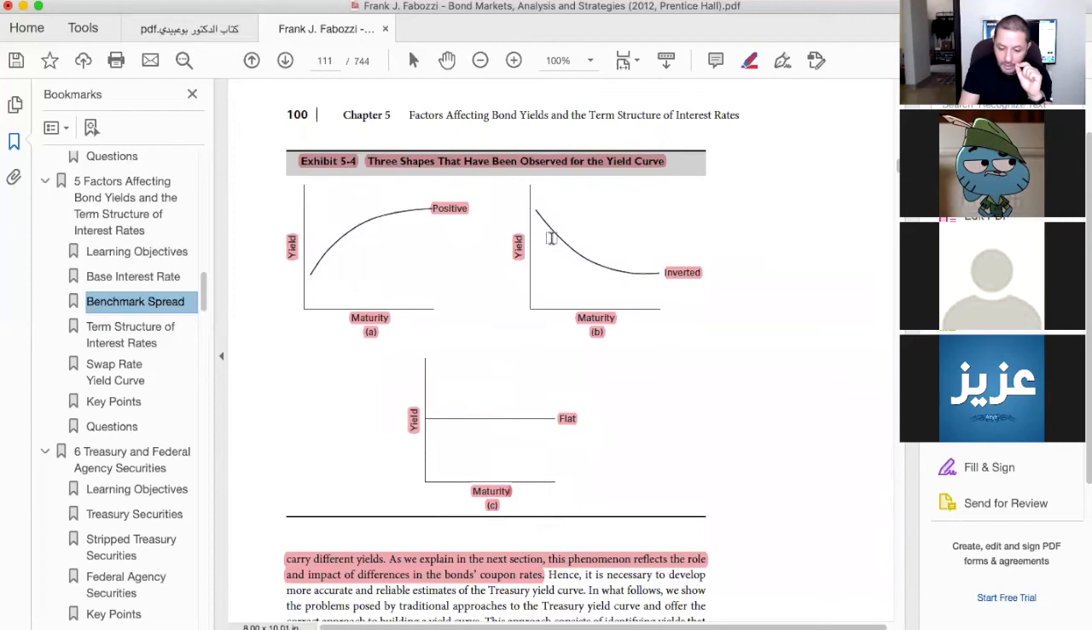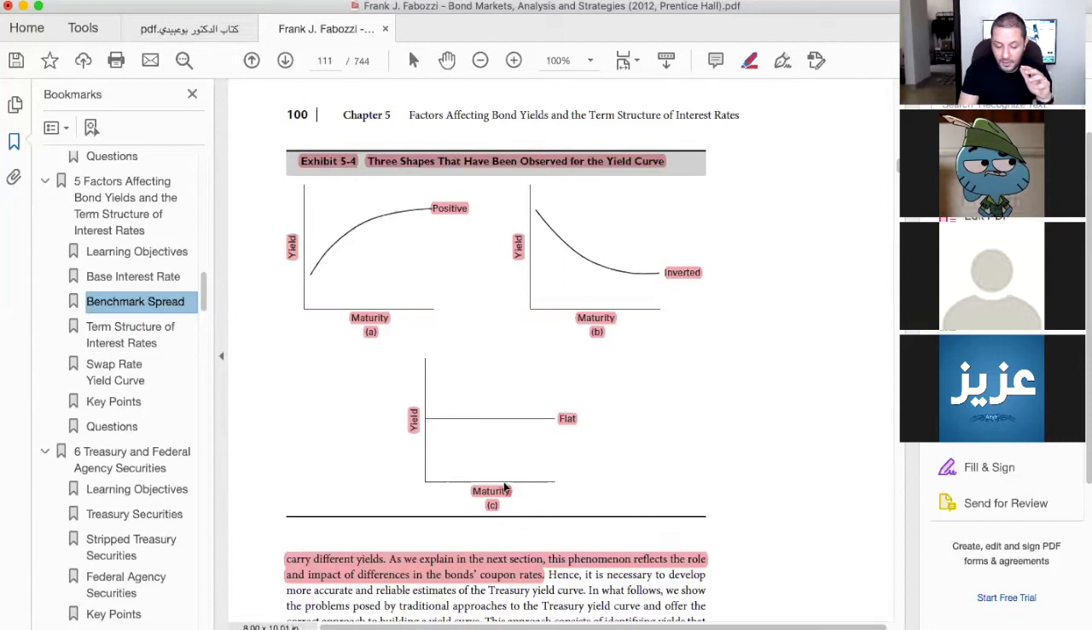We can also have the inverted relationship. When the maturity is increasing, the yield is decreasing. And we can have the flat one, which is that the yield remains constant independently of the maturity. And until now, we used this flat type, because we have always considered that the yield to maturity will remain constant over the lifetime of the bond. Now we'll see that it's not true, or at least it's not always true.